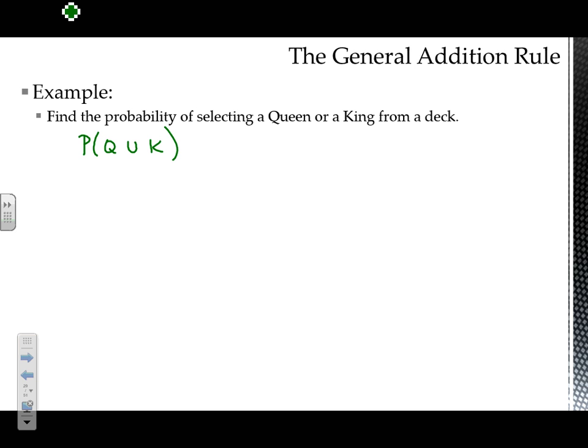What about the second part? The second part will always be and. Okay, it's always just the simple one. So the probability that Q or K happens. Based on our formula, I'm going to take the probability of a queen plus the probability of a king, minus the probability of drawing a queen and a king.